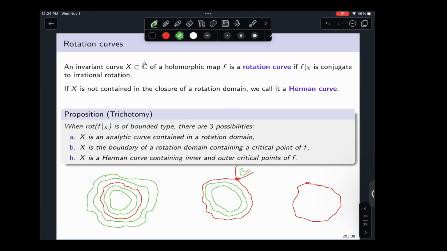And now the third possibility is this is the Herman curve. And this can only occur under the bounded type assumption. It can only occur when you have an inner critical point and also an outer critical point. Okay. So this one, well, it doesn't come with a foliation at all. But what's stopping it from having a foliation of invariant curves is, you know, the critical points. Really.